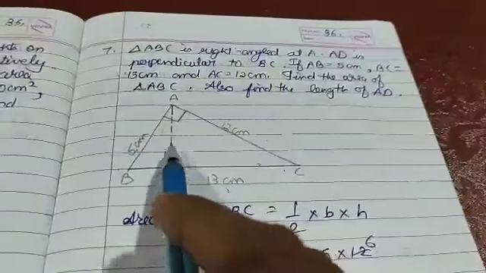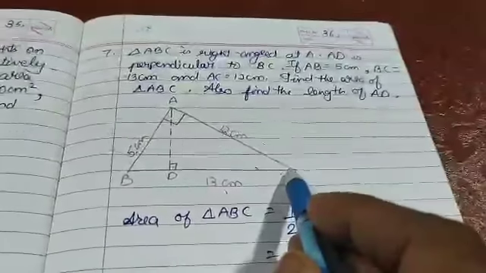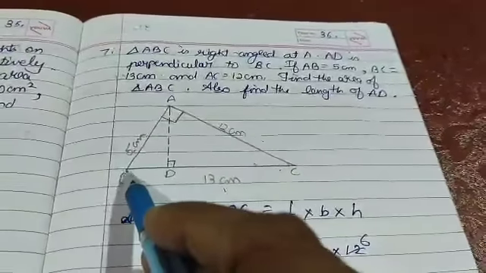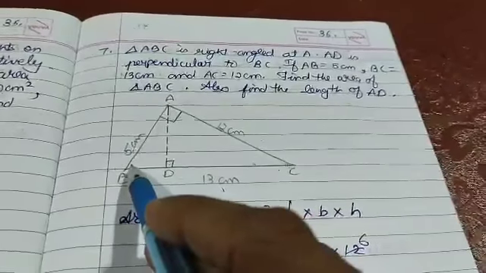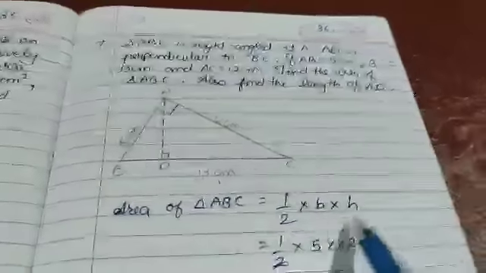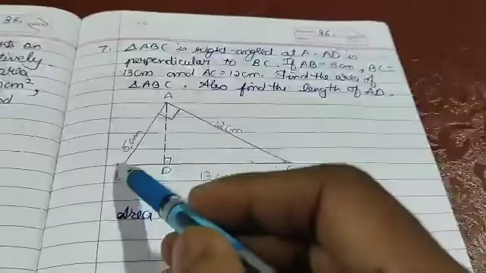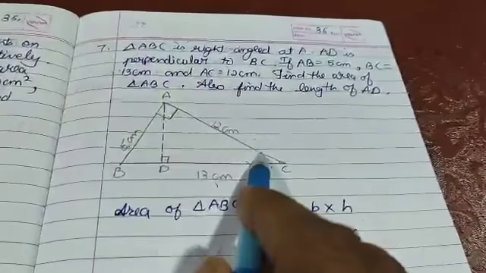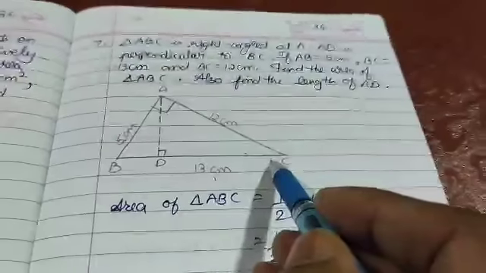So dear student, this right angle triangle is your hint. You have to consider the area of a triangle equals half into base into altitude, that is half into base into height. Now you have to take this as your base and this as your altitude to find the area of the whole triangle.